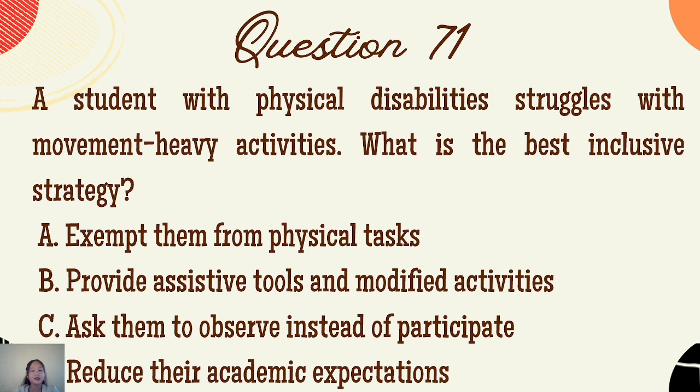So, these assistive tools like the wheelchairs, grip aids, and modified activities like seated basketball instead of running basketball allow physically disabled students to engage without feeling excluded. So for example, in PE, if students are playing a relay race, the teacher could modify the activity to allow students with mobility issues to use scooters or throw a ball instead of running.